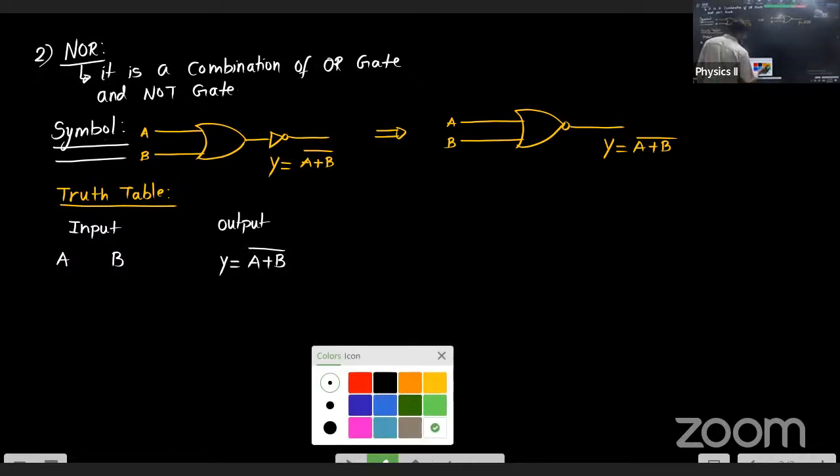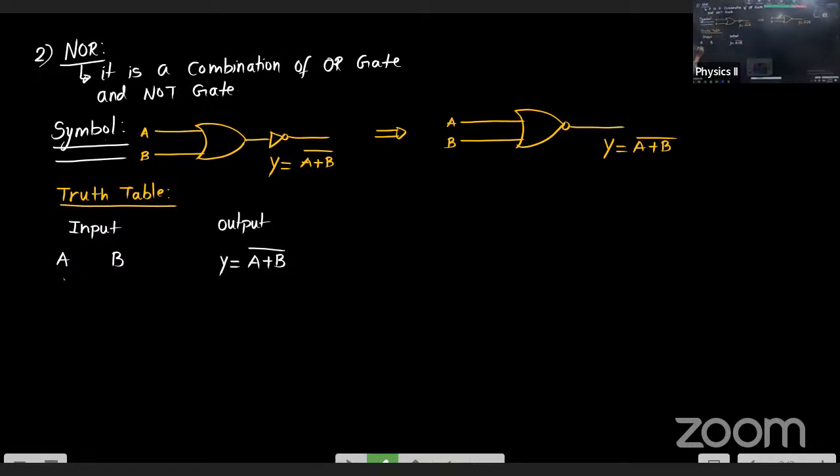So please apply that. Initially for input A, I am giving 0 and input B also I am giving 0. So 0 plus 0 will become 0. But what will this NOT gate do? It will invert the things. So our output will be 1. If I give input A as 0, input B as 1, 0 plus 1 will become 1. But what will the NOT gate do? It will invert the things. So again I will be getting the output 0.